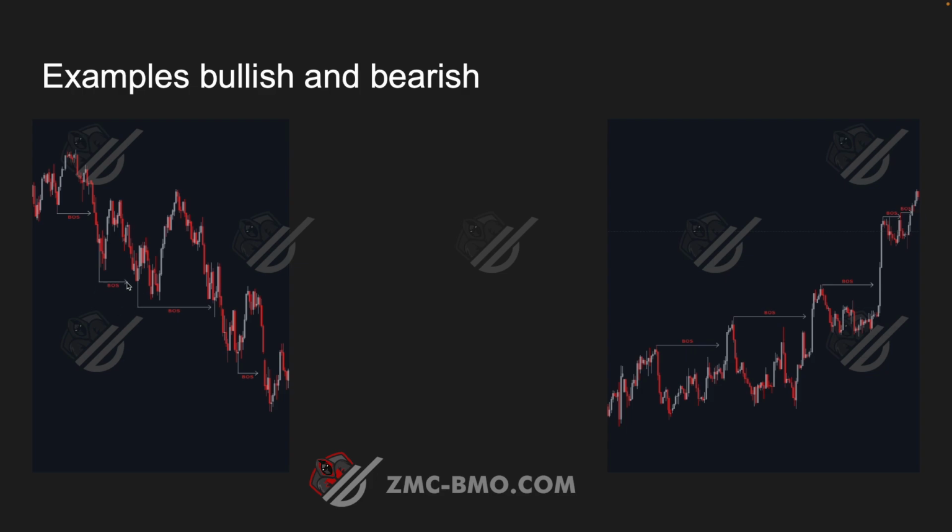Price took out this low. This is the break of structure. As we can see right here, price broke this low. This is the lowest point before a pullback. Price pulled back and took out this low, which is a break of structure. Once again, price took this low. This should be another break of structure right here.